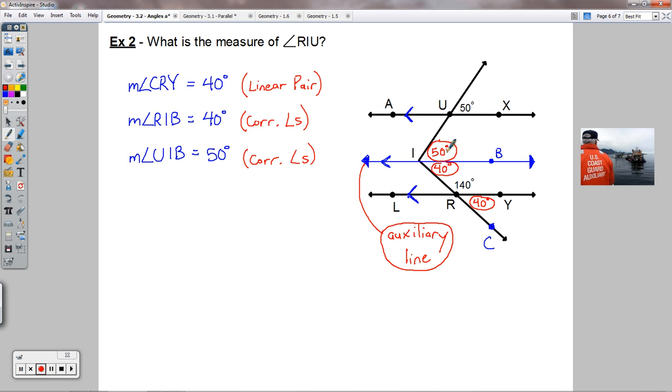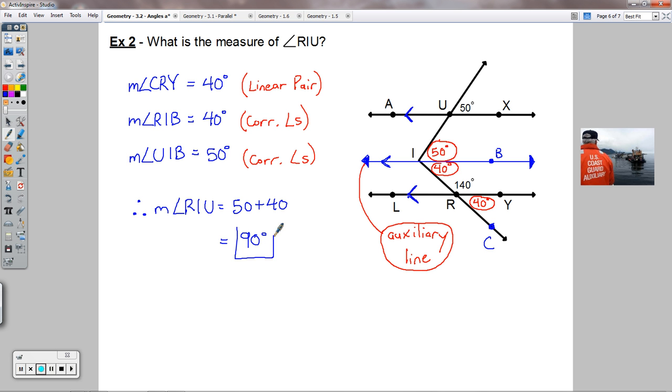And that information put together gives us our conclusion, what we need to figure out in the first place. What's the measure? Notice I wrote the word measure of in front of the angle. That's why that was okay. But if I write a little m in front of the angle, it does the same thing for me. So the measure of RIU would be 50 plus 40, which is going to equal 90 degrees.